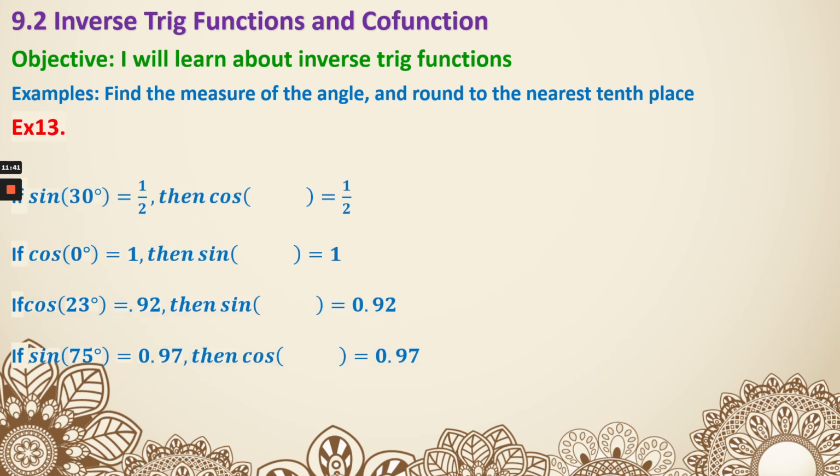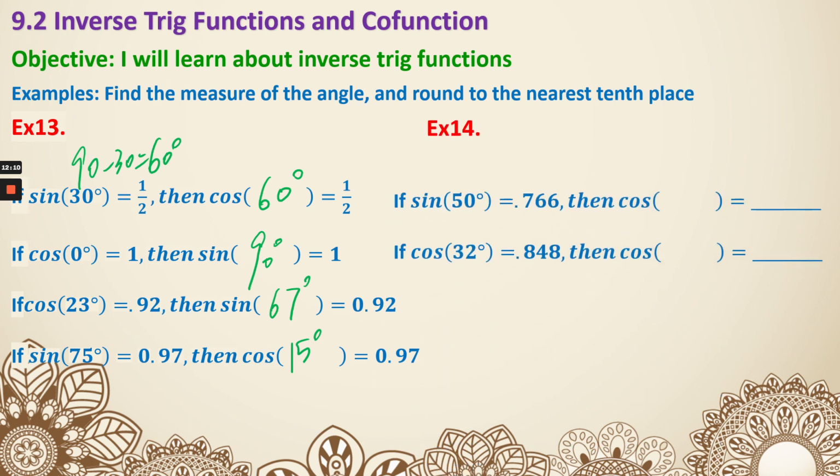If sine 30 degrees is 1/2, we want cosine something to be 1/2. We just need the angle that is 90 minus 30, which is 60, the complementary. And for the next one, same idea, 90 minus 0, that's going to give us 90 degrees. And next, same value, so 90 minus 23, that is 67 degrees. And last one is 90 minus 75, so it's 15 degrees.